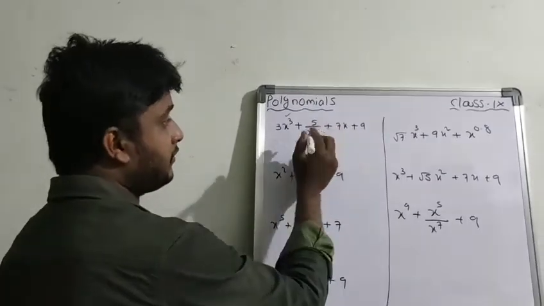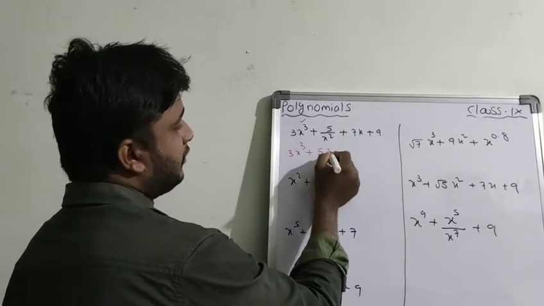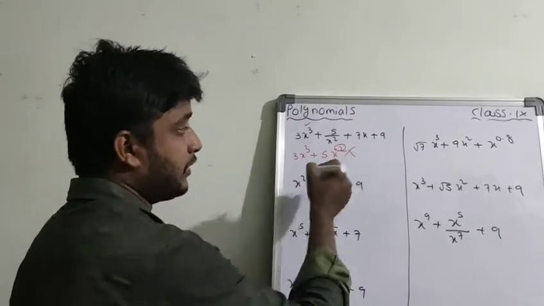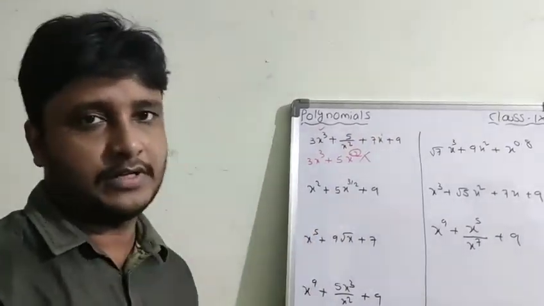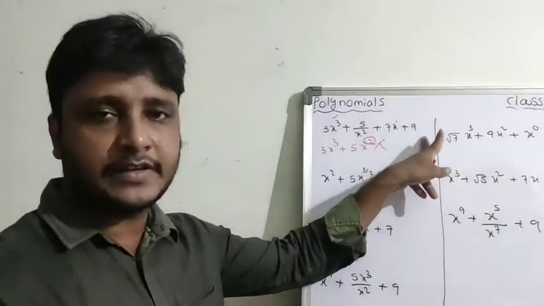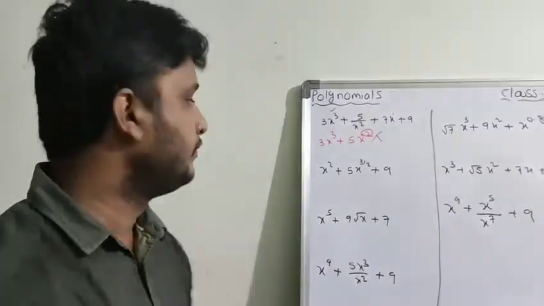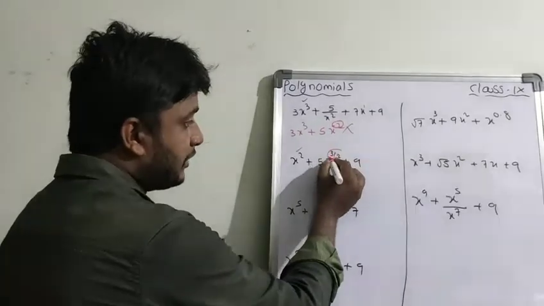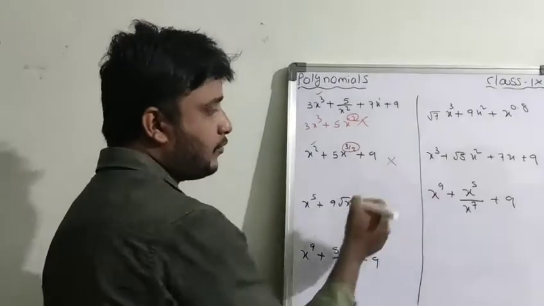First you have to bring this, 3x cube, and if I bring x square to the numerator it will become minus 2. So here it is negative, so this is not a polynomial. At least every variable power should be a non-negative integer. But here and here it is satisfied, but here it is not satisfied. So the entire algebraic expression is not a polynomial. Coming to here, yes, x square is positive, and x power 3 by 2 is a rational number. So this is also not a polynomial.